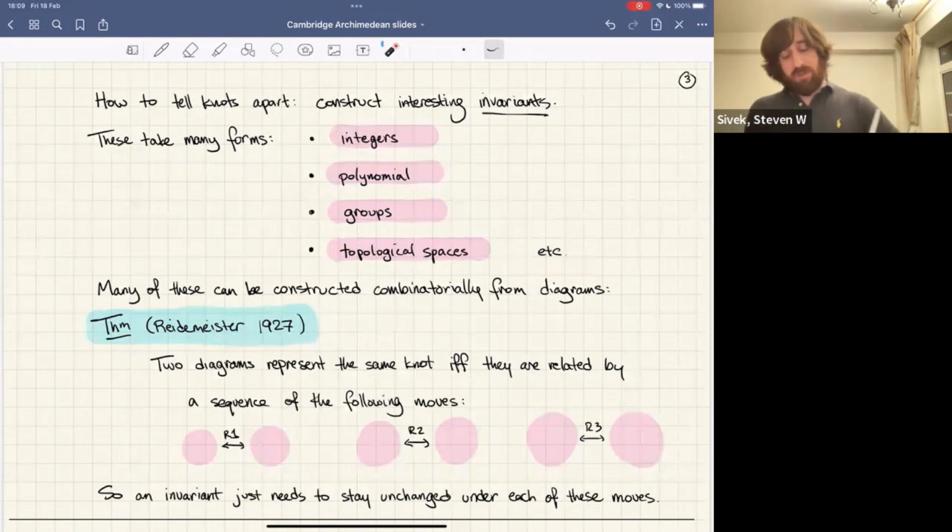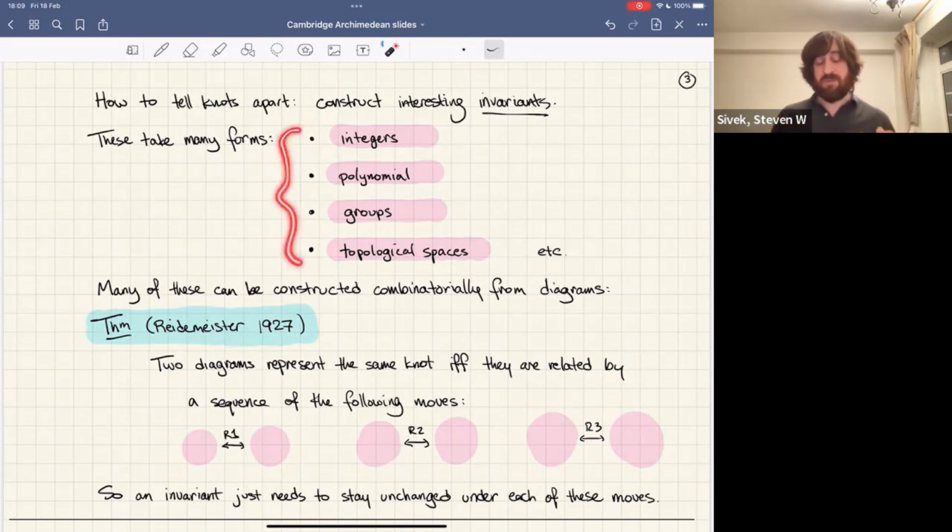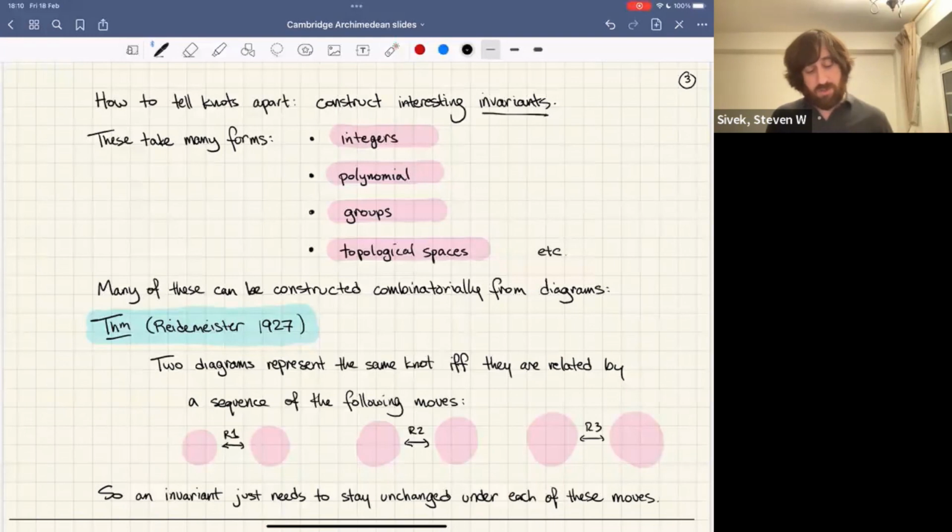The perspective I'm going to take in this talk is that a lot of these invariants do come up combinatorially. You take a knot diagram and you write down some procedure for associating one of these four types of things, or maybe something completely different from those. So the starting point for this is a theorem of Reidemeister from 1927, which you might think of as the beginning of knot theory as a potentially combinatorial subject. It says that two diagrams of a knot represent the same knot if and only if they're related by a sequence of the following three moves, the so-called Reidemeister moves.